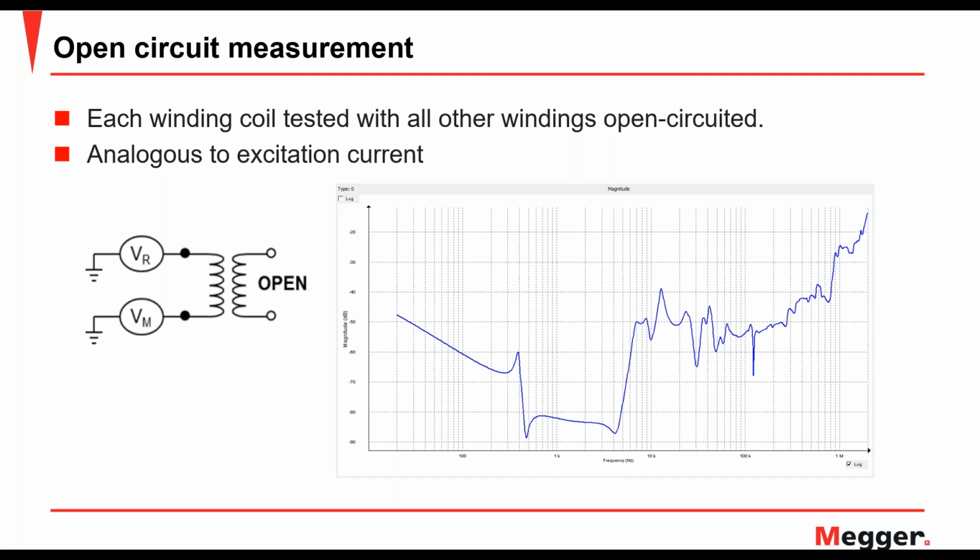Let's talk about each measurement a little bit more in detail, and let's look at typical measurement plots that you get. So in an open circuit measurement, as I said earlier, each winding coil is tested with all the other windings open circuited. So it's kind of comparable to an excitation current test. Now, an excitation current test is one of the field tests done on a transformer, where you energize the high voltage winding at a high voltage, typically 10 kV when you're testing really big transformers. And you measure the excitation current that the transformer winding draws.